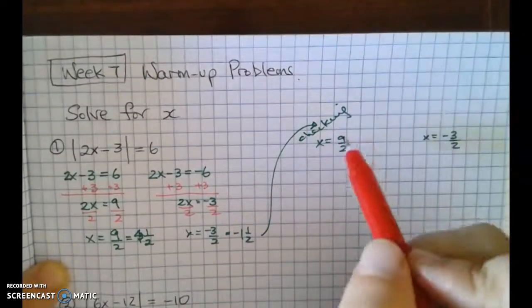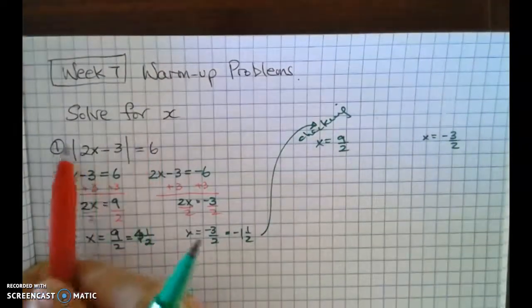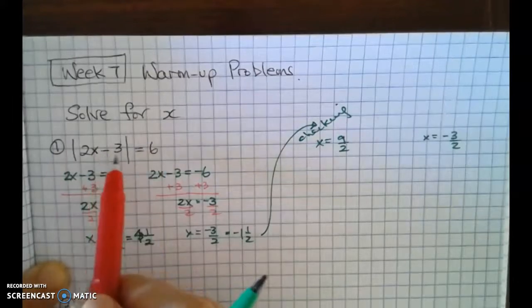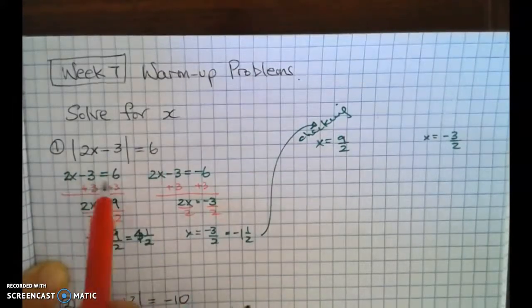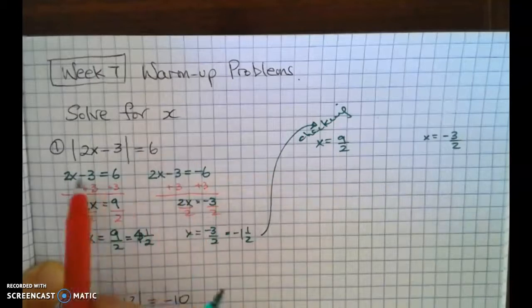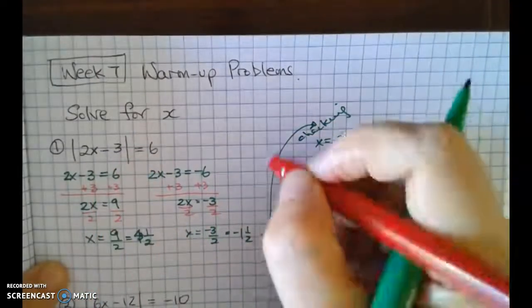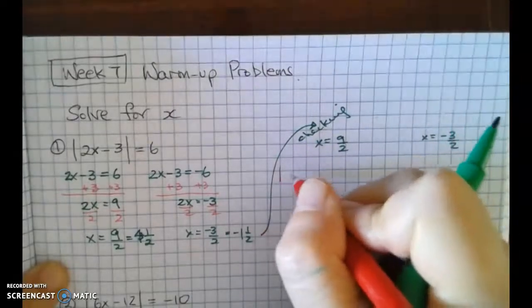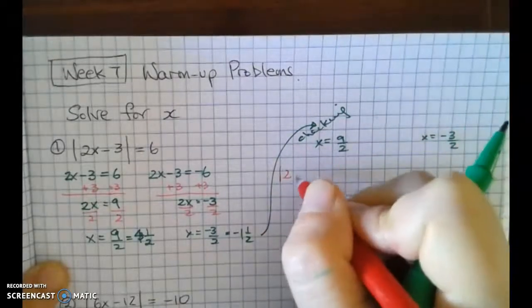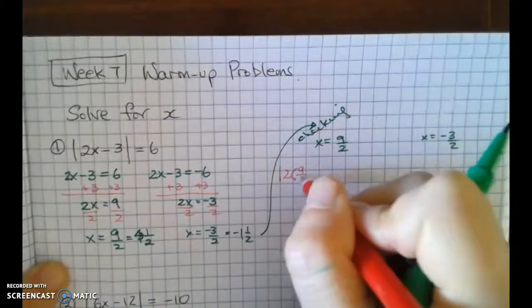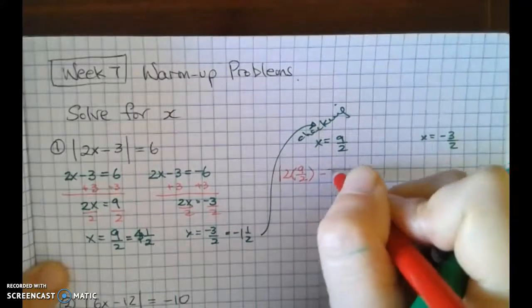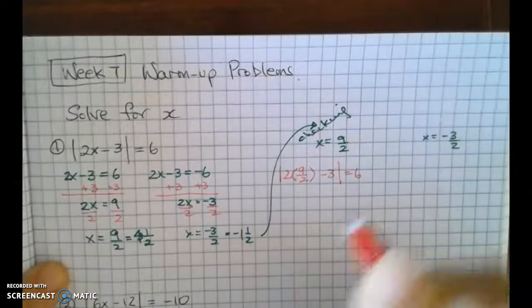So when I am checking, I need to go to the original equation. Do not go to the intermediate equations. Do not go to these two equations that you came up with. Go to the original equation, and you are substituting for x whatever value you found: 2 times 9 over 2 minus 3, absolute value, is equal to 6.